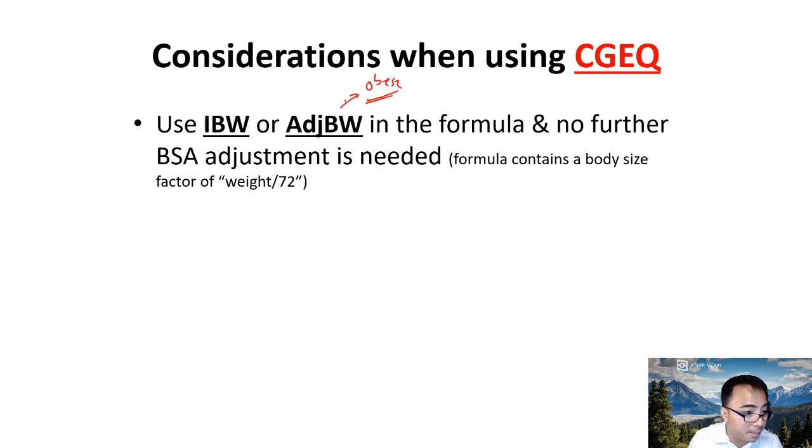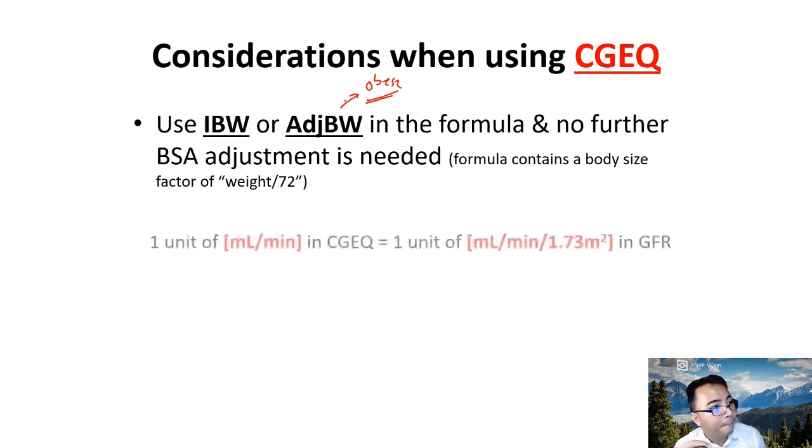Okay, sobra-sobra naman yung fats nila. So, we use adjusted body weight. Okay? Now, normally kasi class 1 ml of 1 unit in CGEQ is equivalent to 1 unit in GFR. So, 1:1 na ang ratio. Okay? So, yun ang kinagandahan nun.